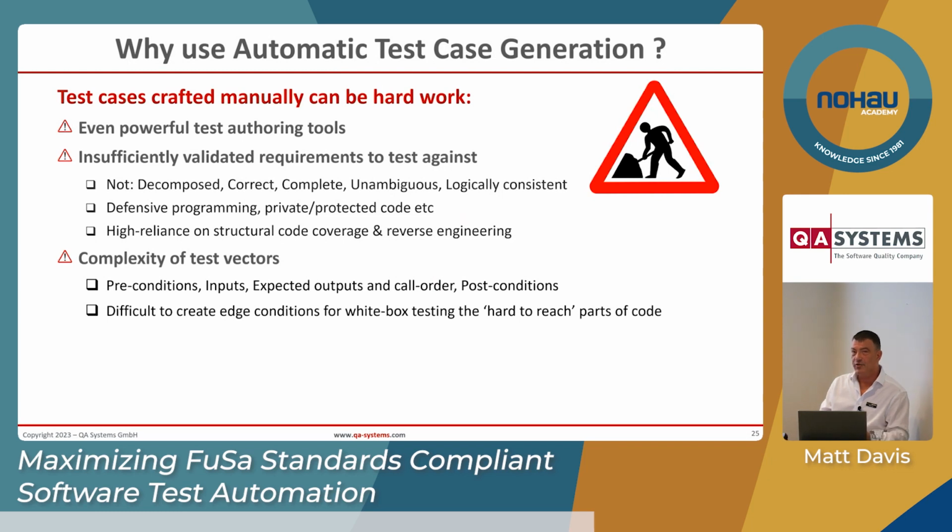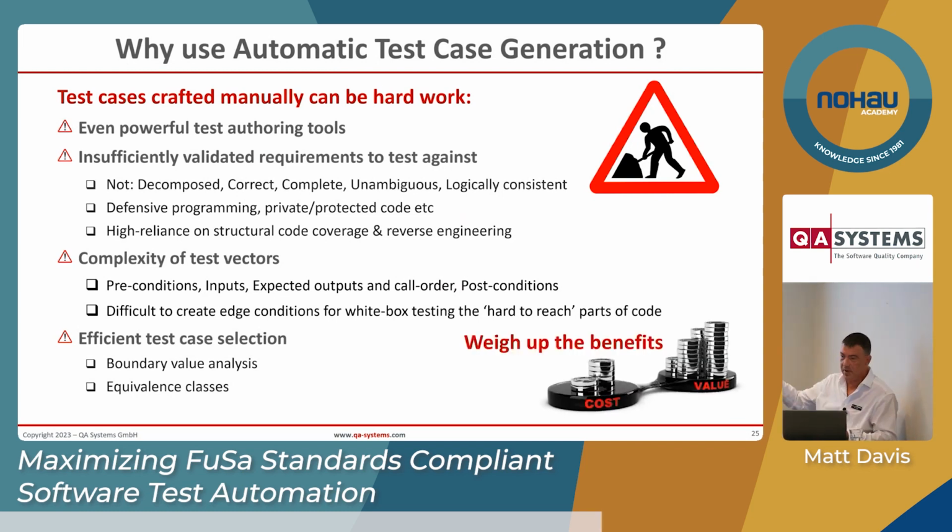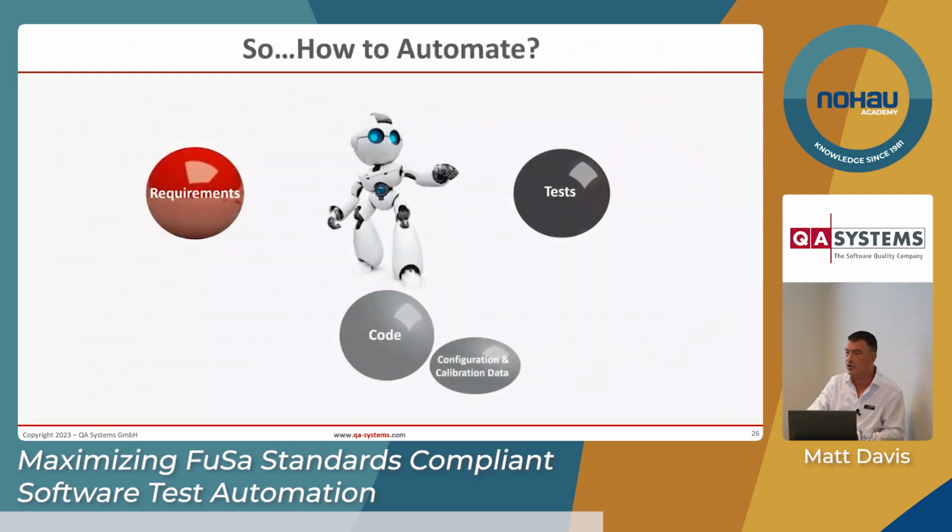Complexity of test vectors. If you've got complex code and you have the combinatorial effect of many parameters affecting how a function works, it's hard work to think like this. This is what computers are for. They are very clever calculators. They can do this stuff. And efficient test case selection, whether it is boundary value analysis, choosing of data, or equivalence classing as well. So weigh up the benefits. There is an awful lot of value in automation. So how do we do it?